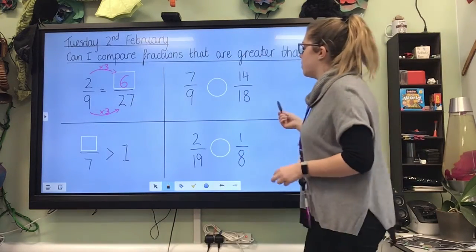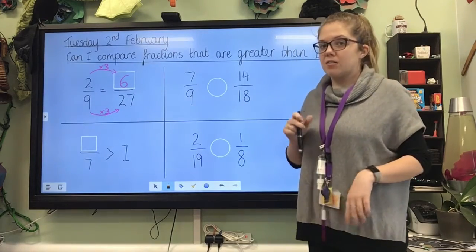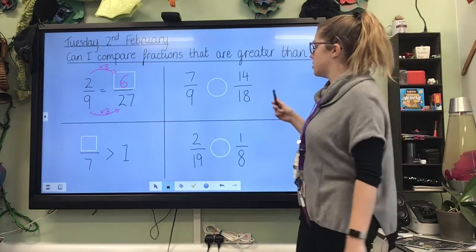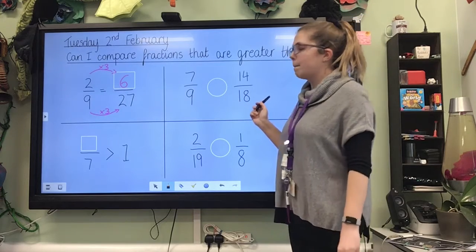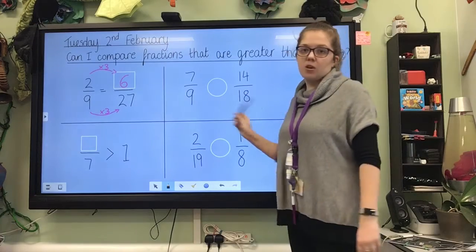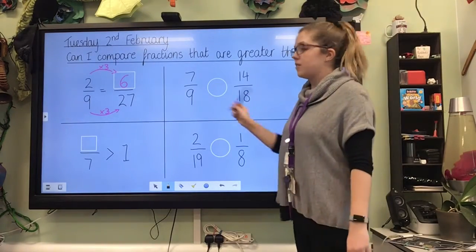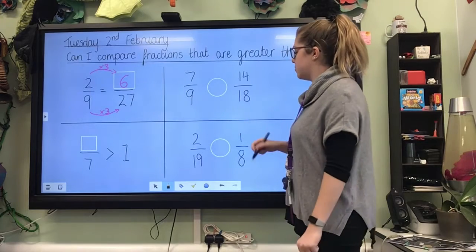And moving on, we've got 7/9 and 14 18ths, and it wants you to compare these fractions and work out which one is bigger. And we know from yesterday's video that we can't compare different denominators. It's like trying to compare apples and oranges. They need to have the same denominator for us to compare them.